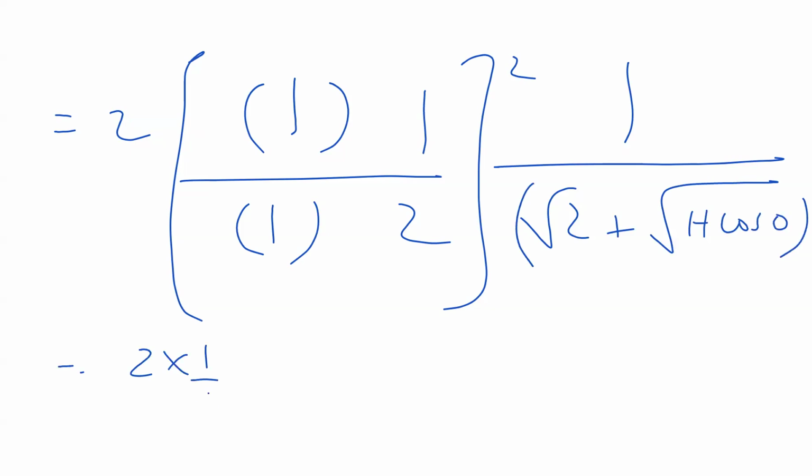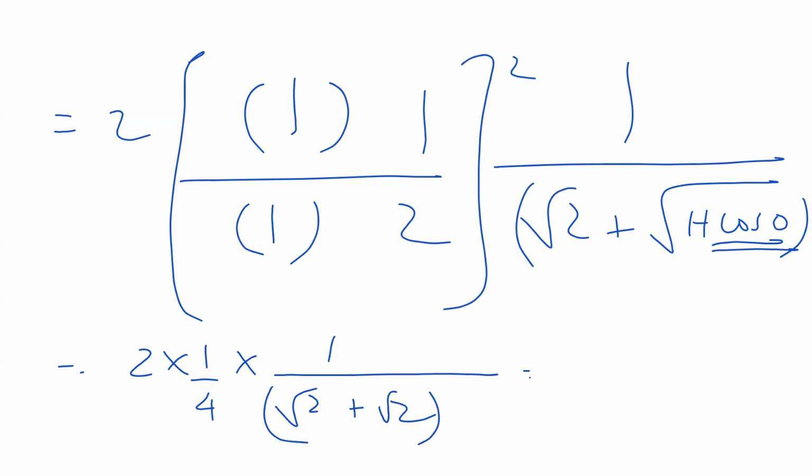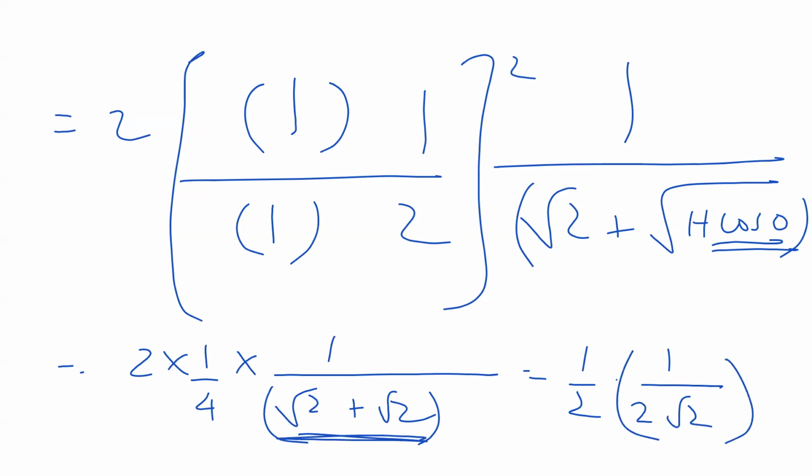Okay, so 2 into 1 by 4 into 1 upon root 2 plus, cos 0 is 1. So 1 plus 1 is root 2. So 1 by 2 into 2 root 2. This is 2 root 2, so this will be 1 by 4 root 2. Let's go to the next problem.